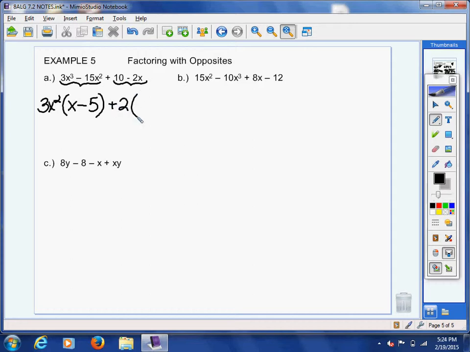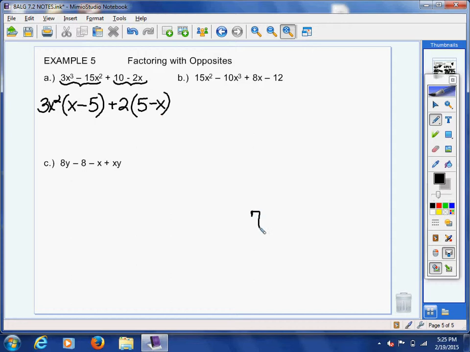Now we get here and it looks like the only GCF I can pull out is a 2, and that's going to leave me with 5 minus x. Okay, well, we have a problem because x minus 5 and 5 minus x are not the same thing. And there's no such thing as commutative of subtraction. There just isn't. Let me explain to you down here in this open space.